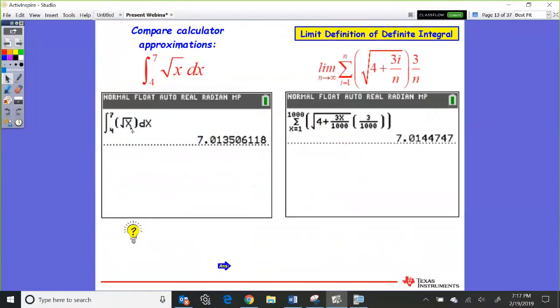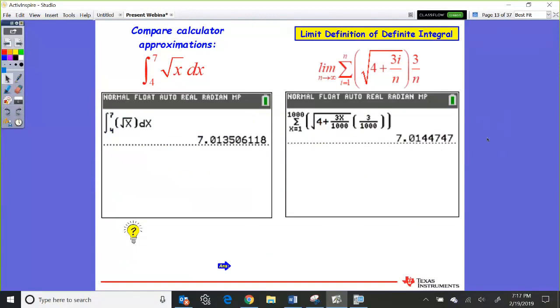Then put the integral in your calculator. And we can't take limits of sums in our calculator. Even in the CAS, we can take limits, but not limits of sums. So go ahead and sum it up from 1 to 1,000 and get an answer. And they're very, very close. This is only 1,000, but they're very, very close.